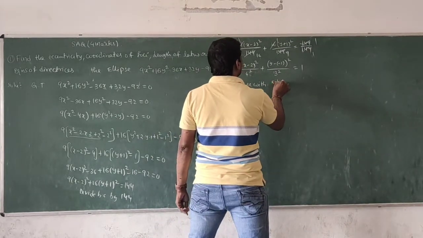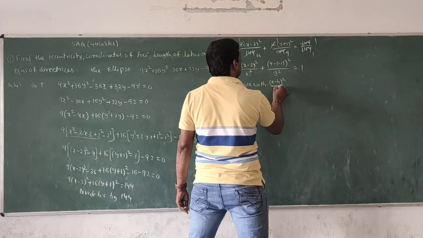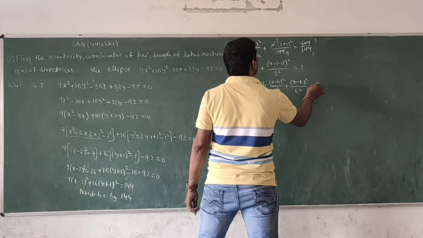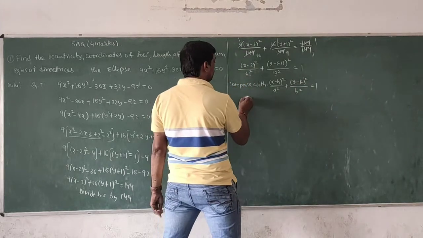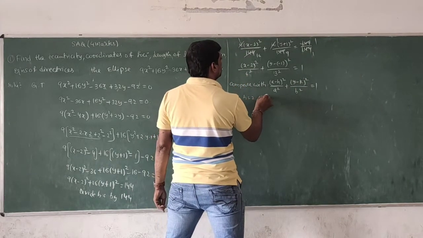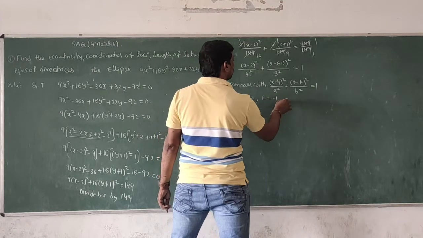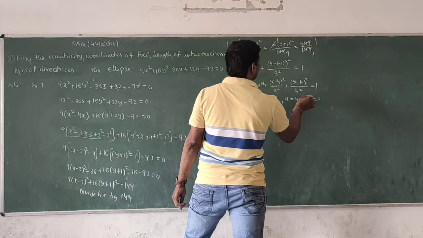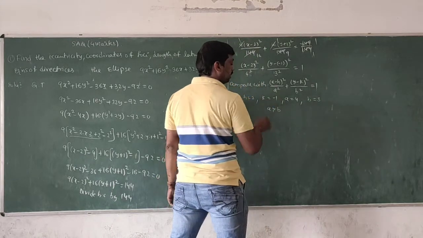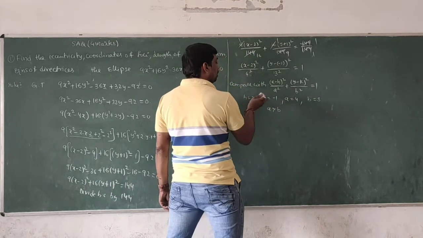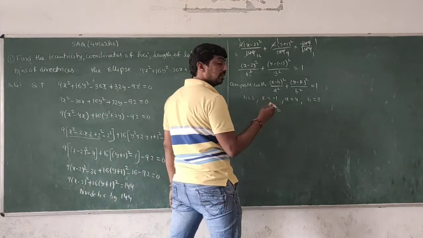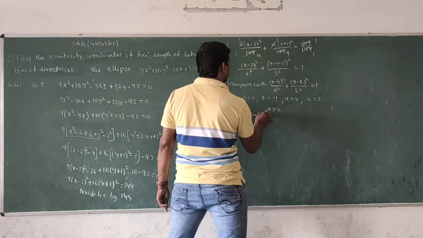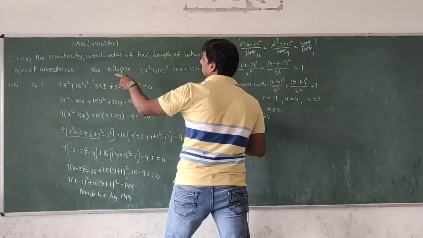The standard form is (x minus h) whole square by a square plus (y minus k) whole square by b square equal to 1. Therefore, h value 2, k value minus 1. a value 4. Next b value 3. Clearly, 4 is greater than 3, that's why a is greater than b. Non-origin center, that's why case 3 or 4. Very good, case 3. Now, first one, eccentricity.